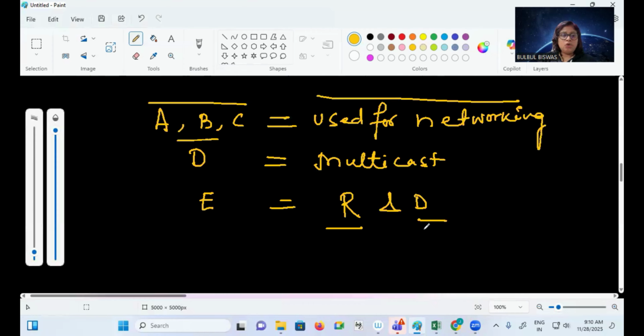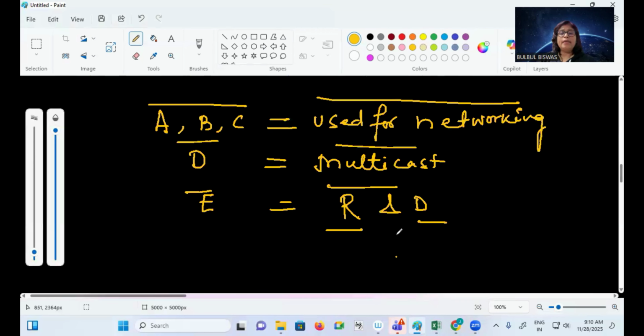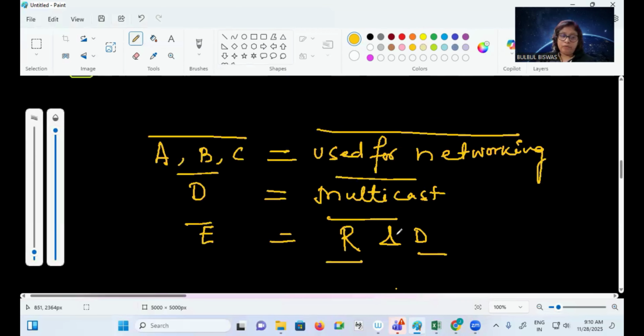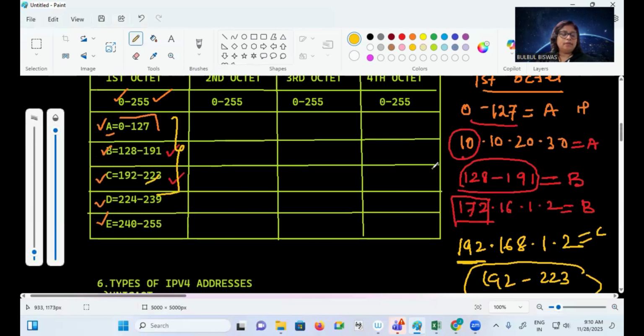Class D is used for multicast purposes, and class E is used for research and development. Okay, so now you see one thing. Whenever we talk about the networking field, we always deal with these three classes of IP: A, B, and C. Clear? Okay. Now I am moving towards another thing.